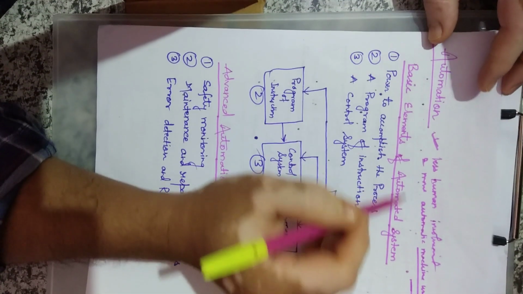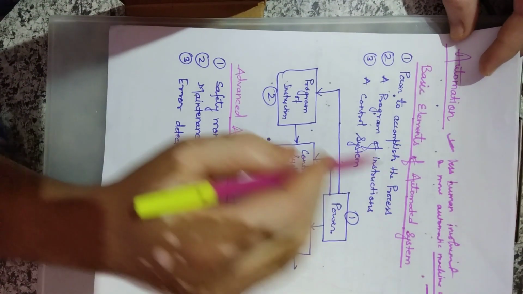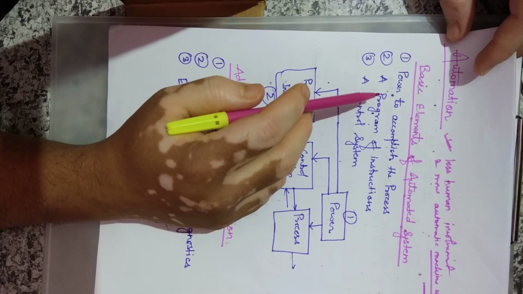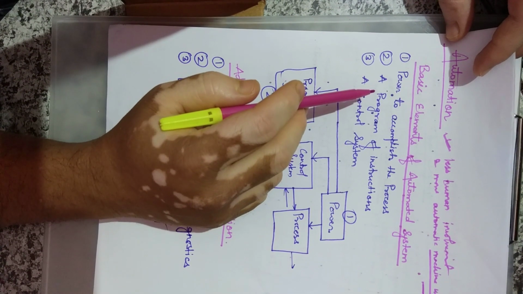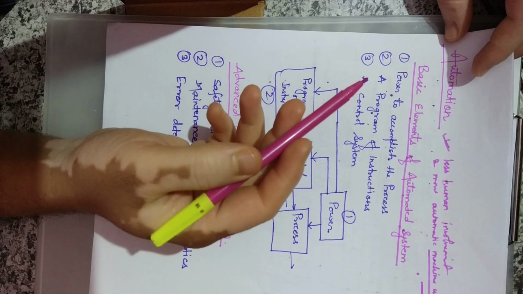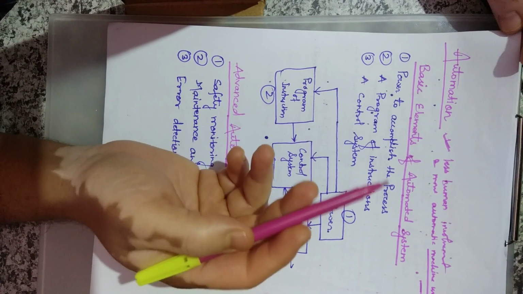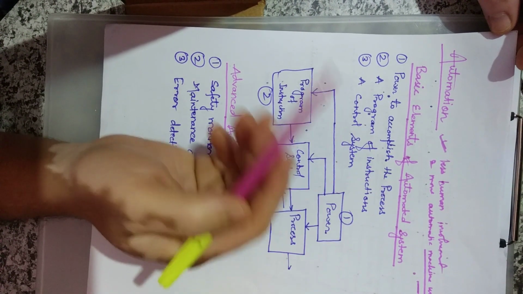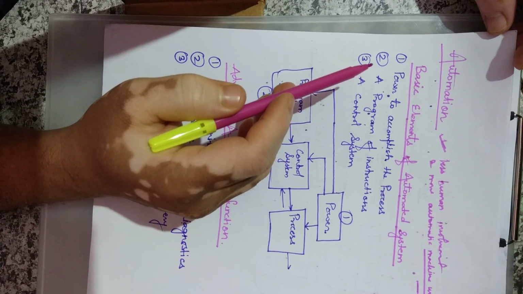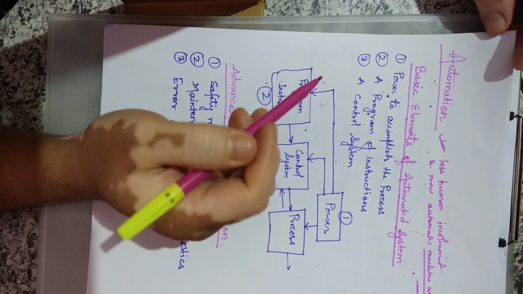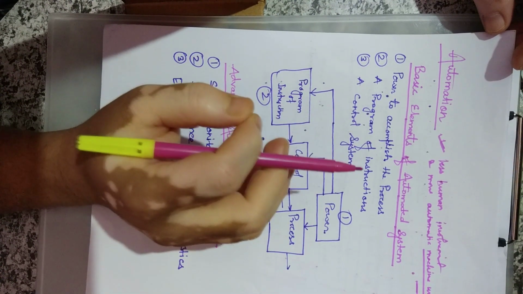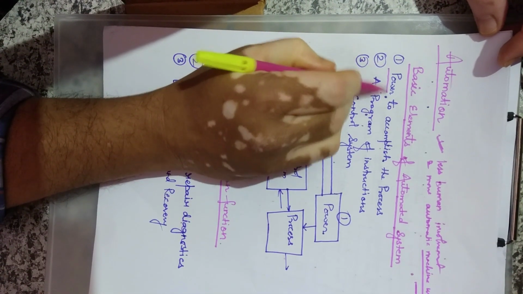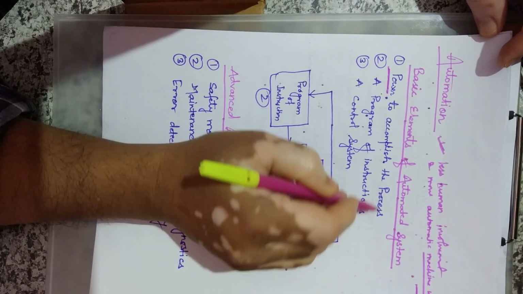Now, the word automation clearly defines the things, and from the syllabus point of view, what are the basic elements of an automated system? The system we use in our industry or in our plant or in our firms, what are the basic elements that constitute an automated system? The very basic and important term is power to accompany the process.